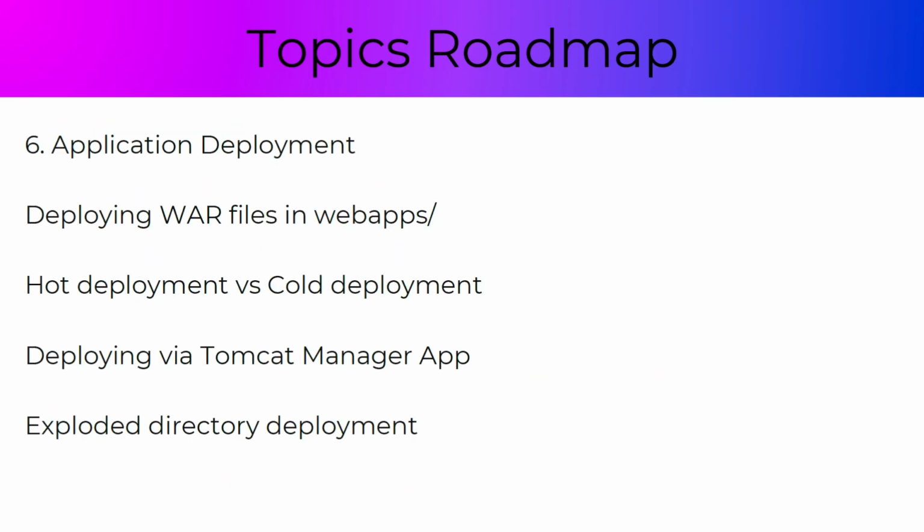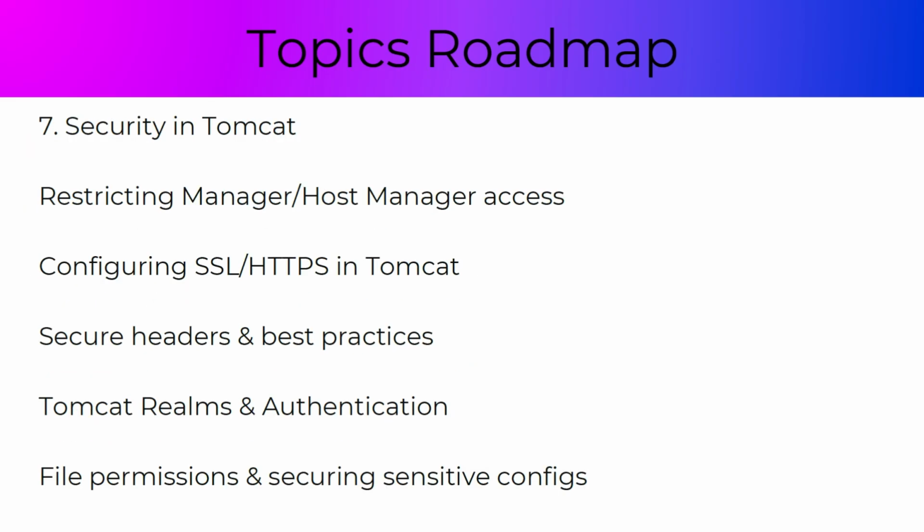Sixth will be application deployment: deploying WAR files in webapps, hot deployment versus cold deployment, deploying via Tomcat manager app, exploded directory deployment. Seventh, security in Tomcat: restricting manager, host manager access, configuring SSL, HTTPS in Tomcat, secure headers and best practices, Tomcat realms and authentication, file permissions and securing sensitive configs.